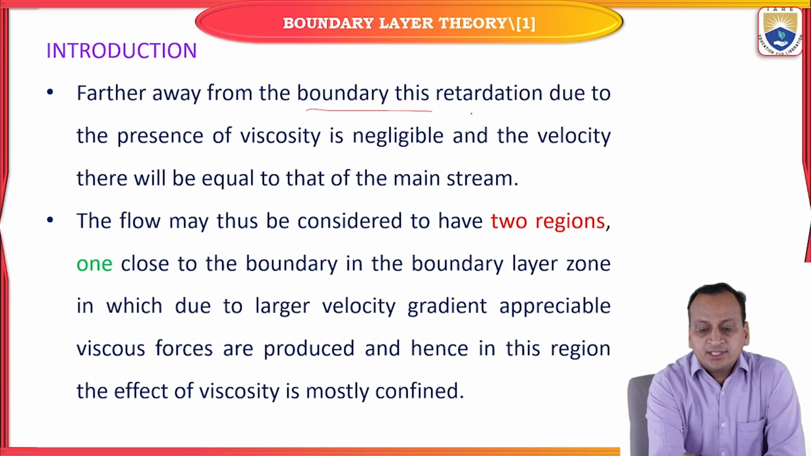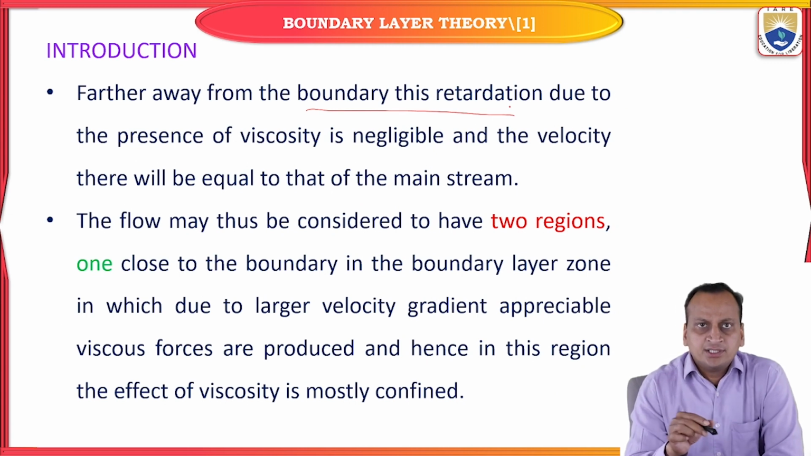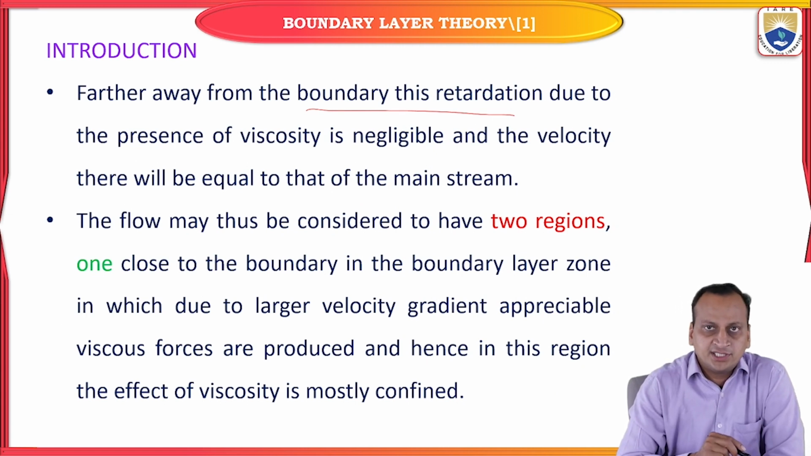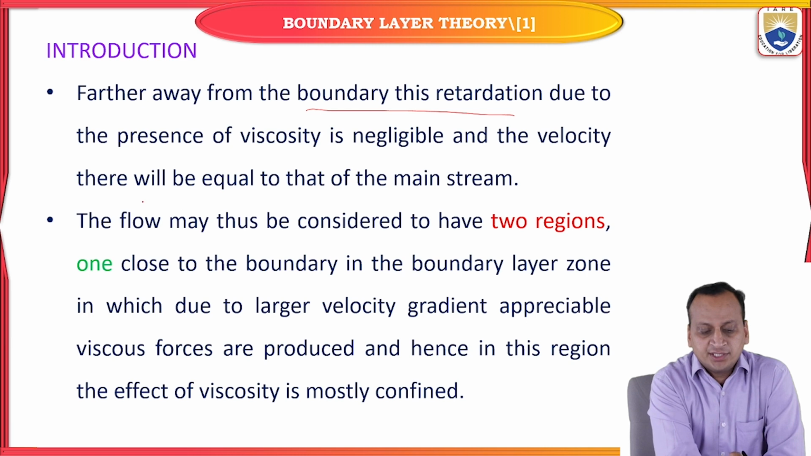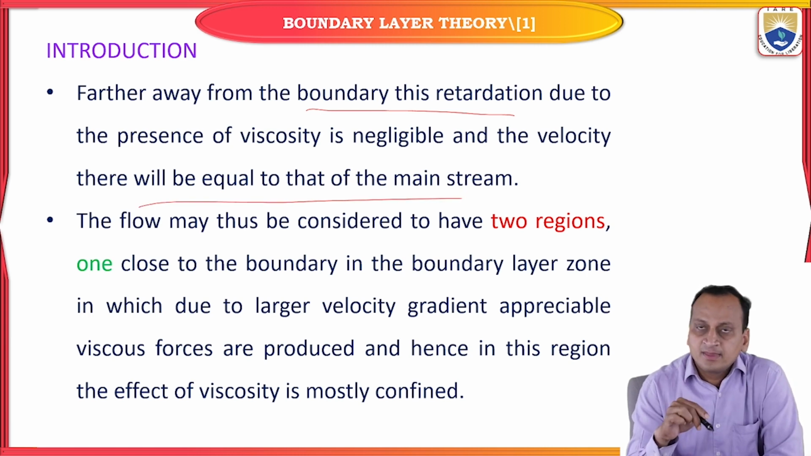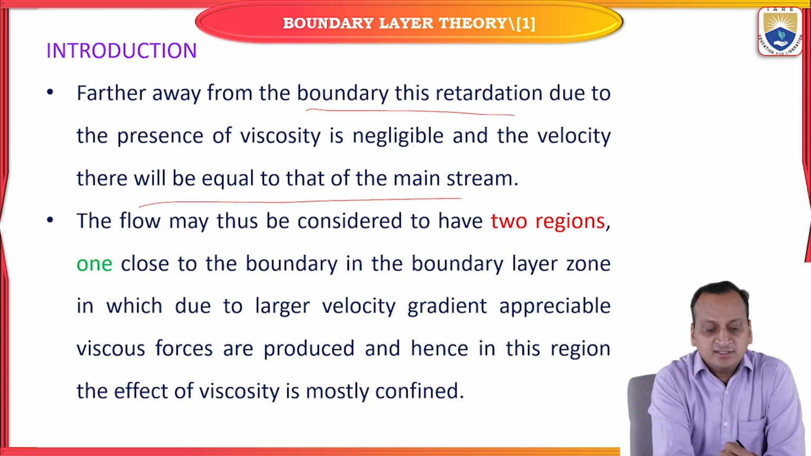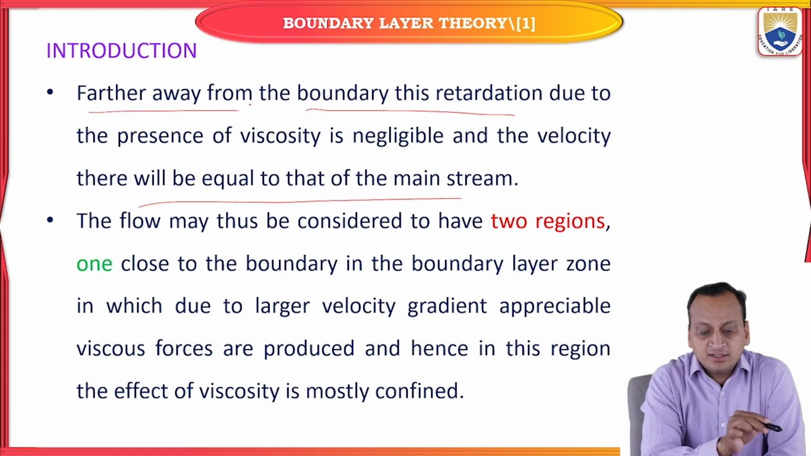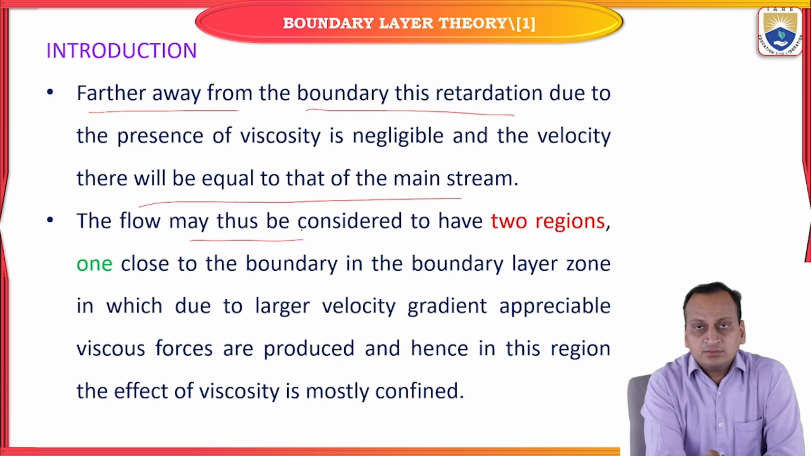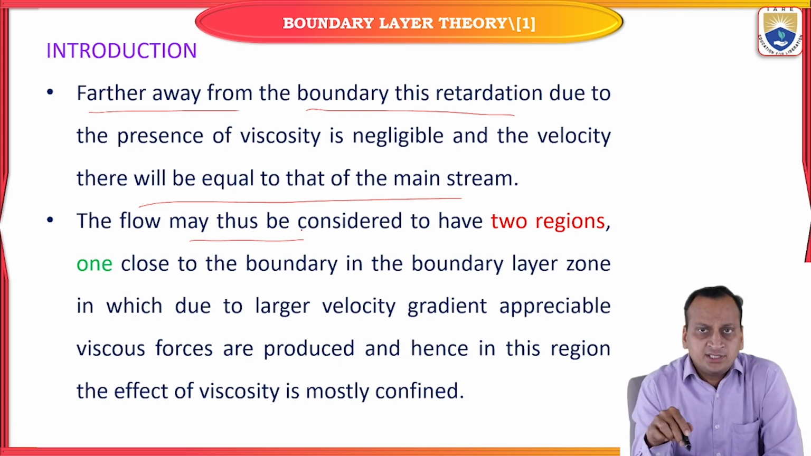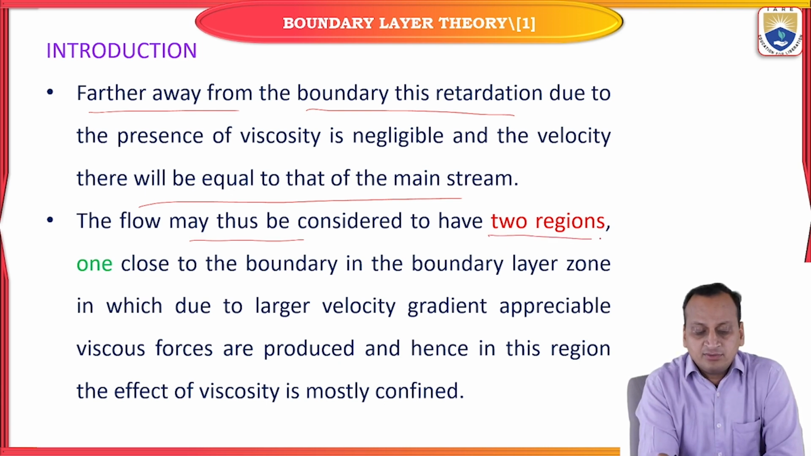Farther away from the boundary, this retardation due to the presence of viscosity is negligible, and the velocity there will be equal to that of the mainstream velocity. As we have discussed earlier, the velocity is going to vary from 0 at the solid body boundary to the free-stream velocity. So if you go farther away from the boundary, the flow may thus be considered to have two regions.